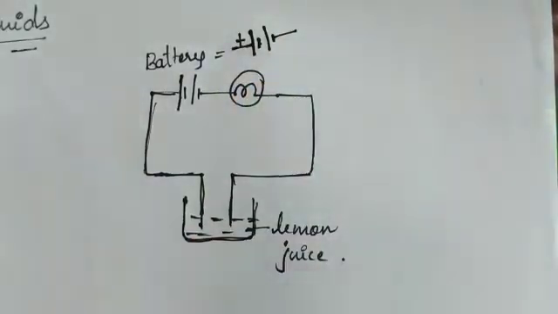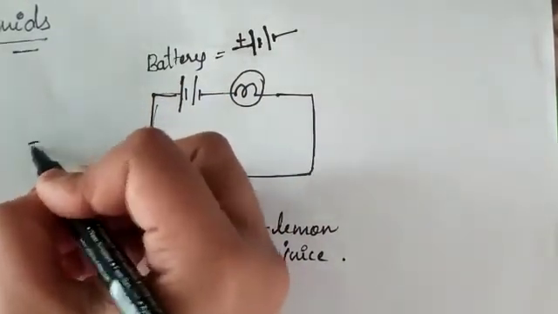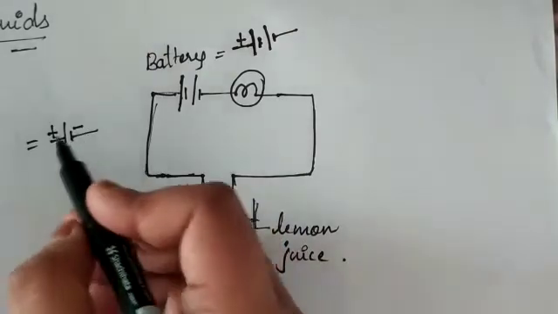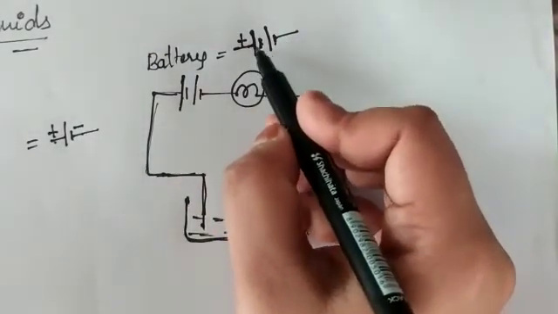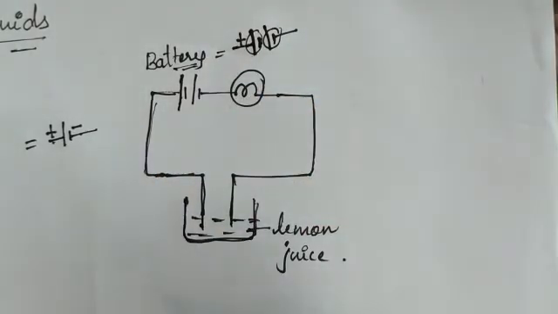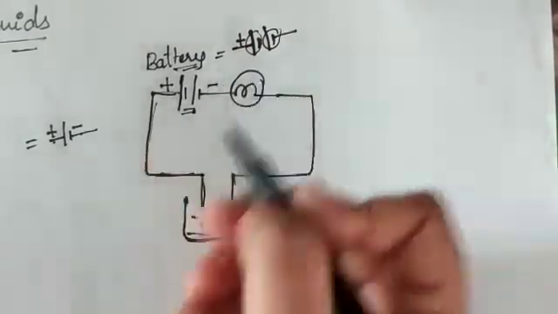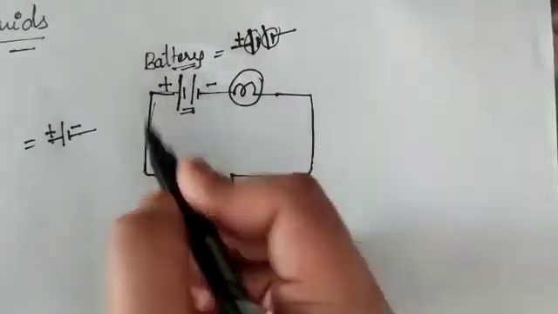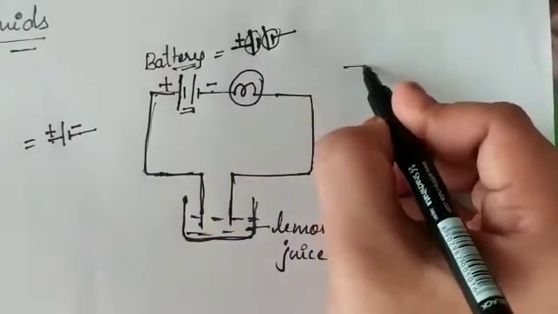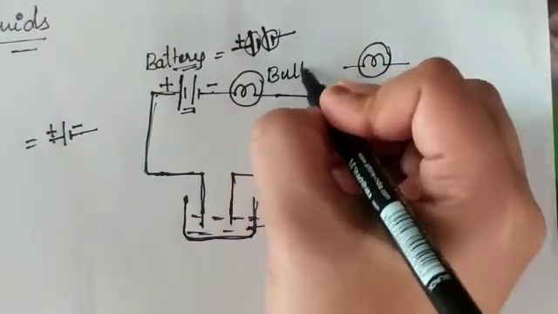A battery is nothing but a group of cells. An electric cell looks like this, and a cell contains a positive and a negative side. Here is one cell, and another cell; a group of cells combined gives you the battery. This is the symbol we use to represent the battery, with its positive side and negative side. And this symbol, the closed one, represents the bulb.